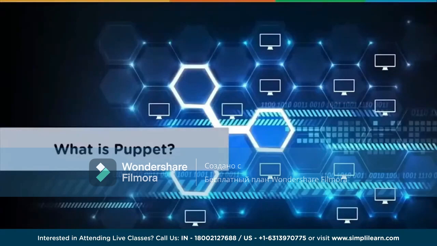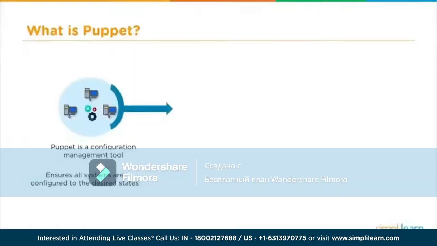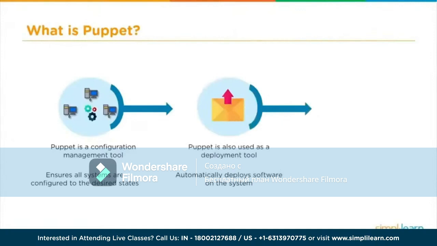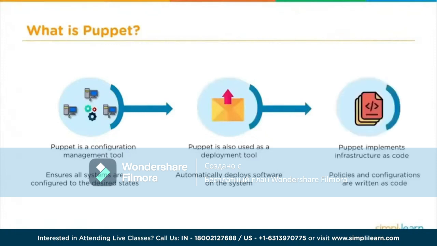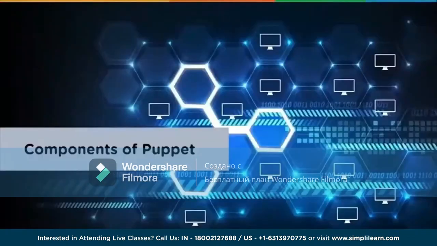So let's dig deeper into what Puppet actually is. Puppet is a configuration management tool, similar to tools like Chef that you may already be familiar with. It ensures that all your systems are configured to a desired and predictable state. Puppet can also be used as a deployment tool for software. Automatically, you can deploy your software to all of your systems or to specific systems, and this is all done with code. This means you can test the environment and have a guarantee that the environment you want is written and deployed accurately. So let's go through the components of Puppet.